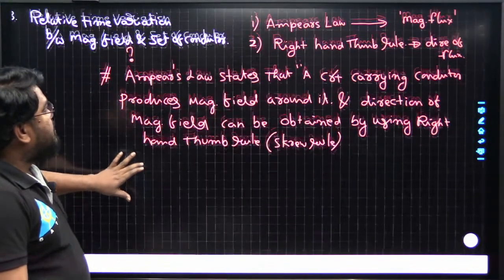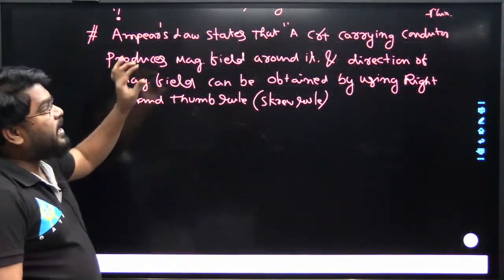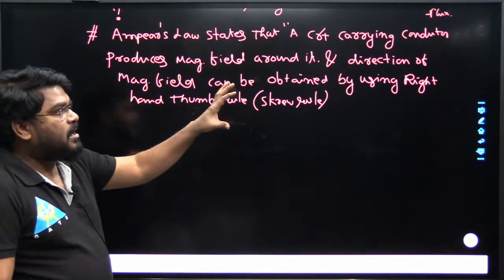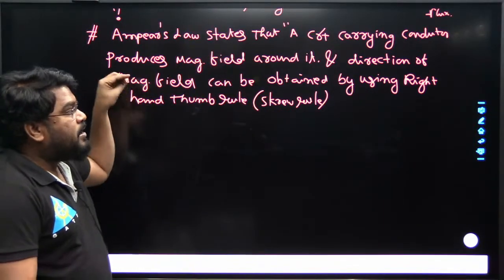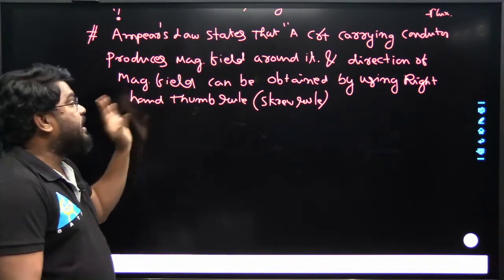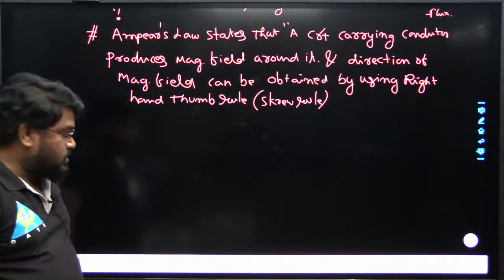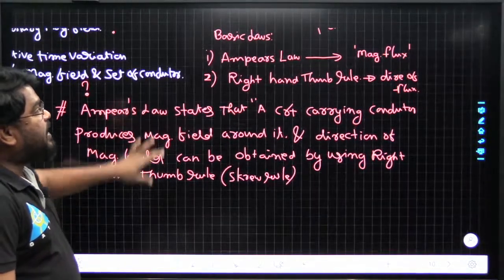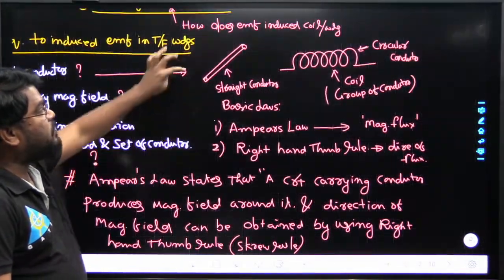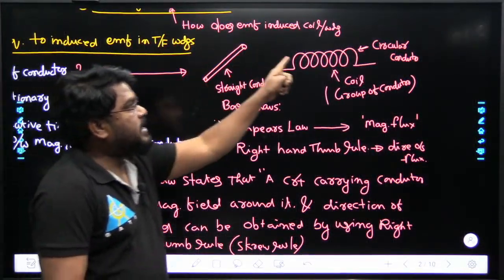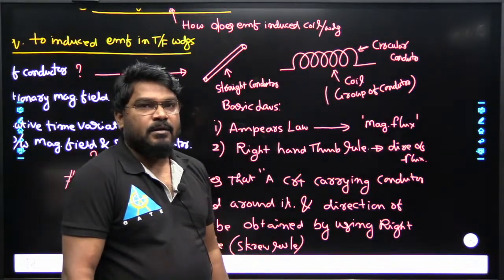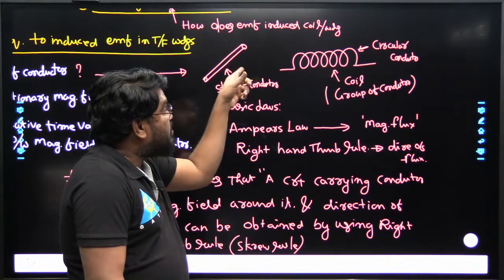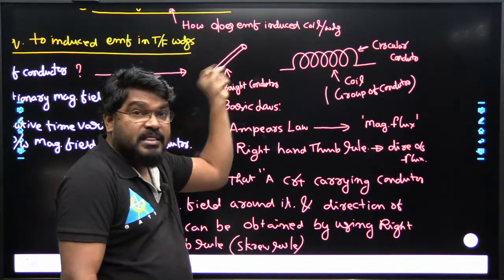All of you clear? So Ampere's law states that a current carrying conductor produces a magnetic field around it, and the direction of this magnetic field can be obtained by using the right hand thumb rule. Now we have a question: what are the conductors here? I already mentioned that we have two types of conductors, the straight conductor and the circular conductor. What is the difference between these two? That means, how do we find the direction of the magnetic field in the straight conductor?